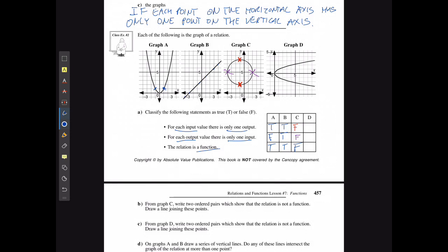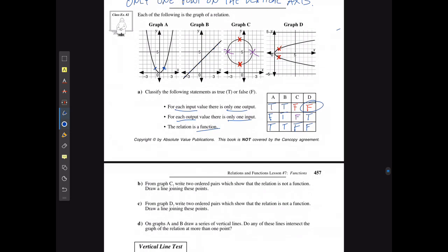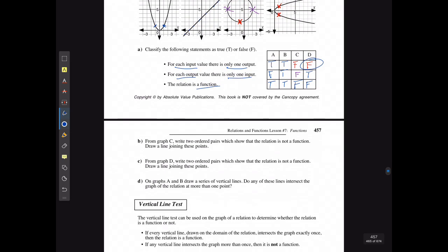And when I get to graph D, every x value only has one y value. Well, this point and this point are stacked on top of each other. That is false. Every y value has only one x value. Well, if I look horizontally, that is true. There are never two points that are beside each other. And is this a function? No, it is not, because what makes it important is whether the input has only one output, not the other way around.